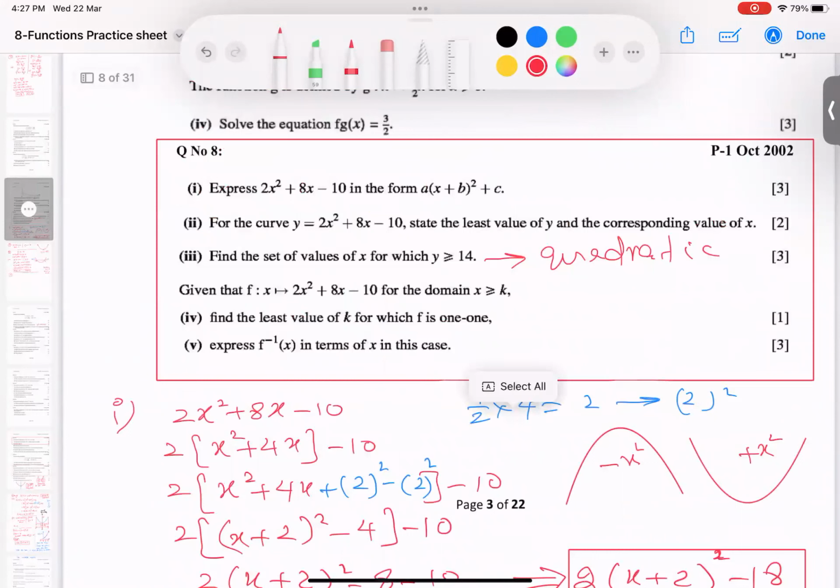Part number 4 is very interesting. He kept the same name, but the function name he took as f of x. And the domain is x is bigger than k. And he mentioned to find the least value for the inverse, which is a one-to-one function. And you know it very well, only a one-to-one function has an inverse possible. So how can we do it? Have a look here.